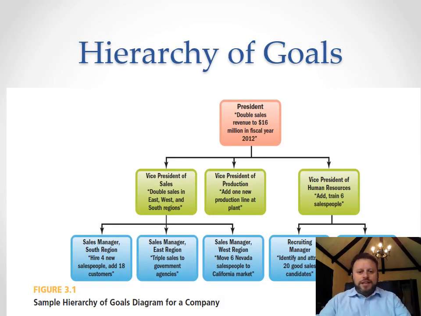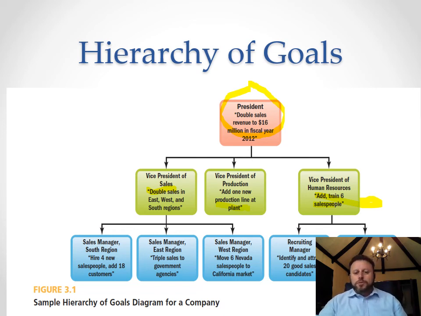So if the president says, I want to double sales revenue, this is from a long time ago, 2012, the president says, I want to double the sales. Well, then what should the vice president say? Okay, let's double the sales in the East, West, and South. Let's add new production lines. Let's train 6 new salespeople, right? All of this is because of and leading to the goal of increasing sales.